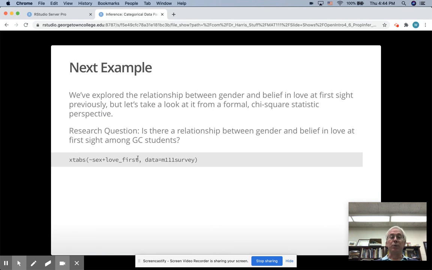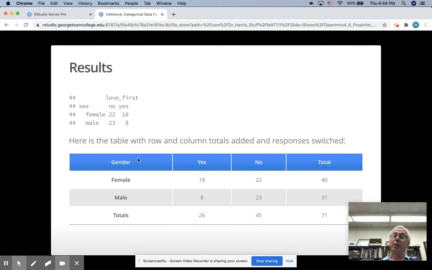Let's look at the relationship between gender and belief in love at first sight. We talked about that a little bit earlier back in chapter 1. Now let's see if we can use a chi-square test to see if there's some sort of relationship among these two variables among Georgetown College students. Gender, again, is going to be an explanatory variable. Love at first sight, the response variable. I've rearranged the table a little bit to put yes first. And I've got my row and column totals. So once I've got my row and column totals, I can compute the expected values.